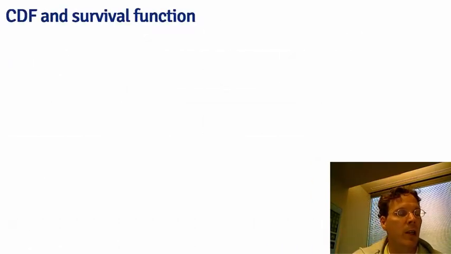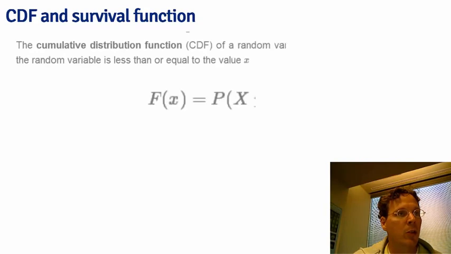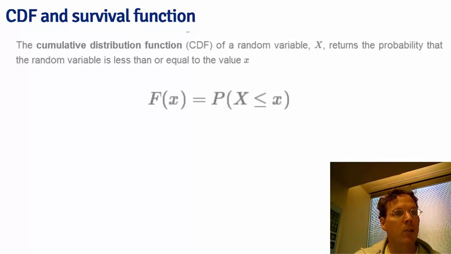Certain areas of the density are so useful we give them names. For example, the cumulative distribution function of a random variable X returns the probability that the random variable is less than or equal to the value x. So it returns the probability that capital X is less than or equal to little x. And this definition applies whether X is discrete or continuous.